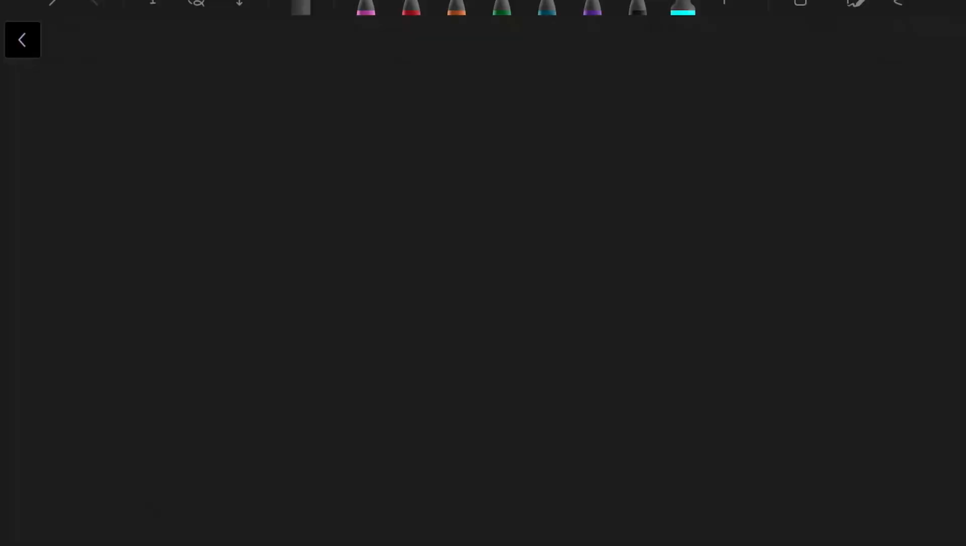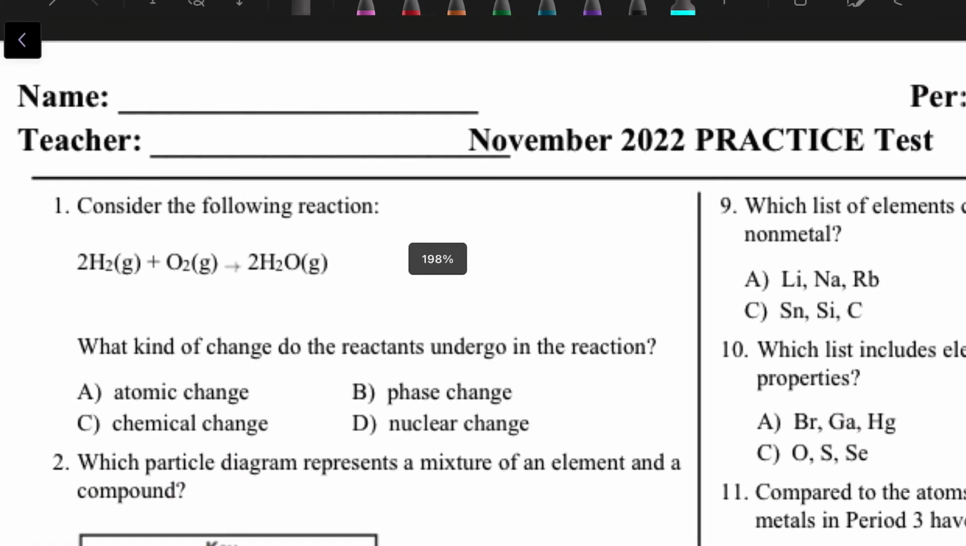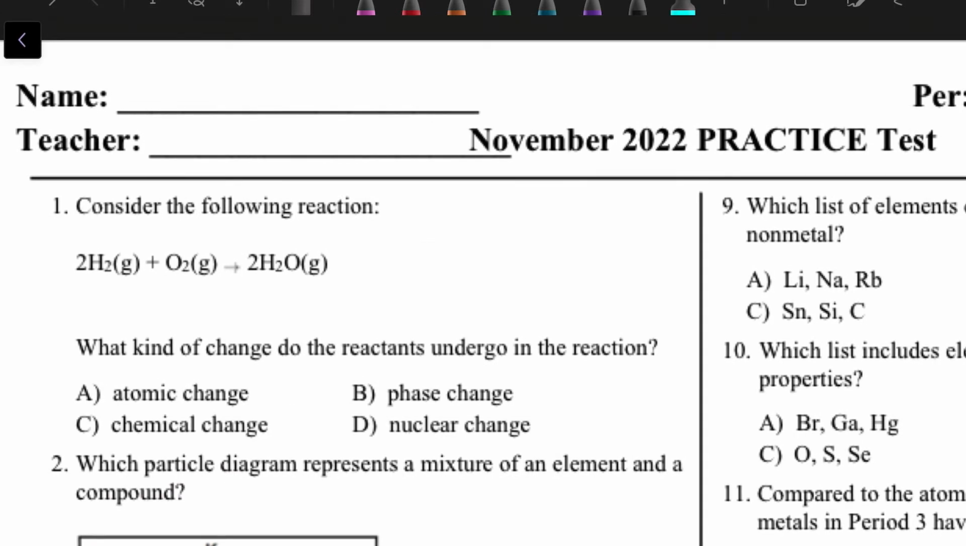So let's jump right into it. This is your practice test. If you've done it and want to check yourself, or you want to do it now, pause after each question because I will go through all the explanations.